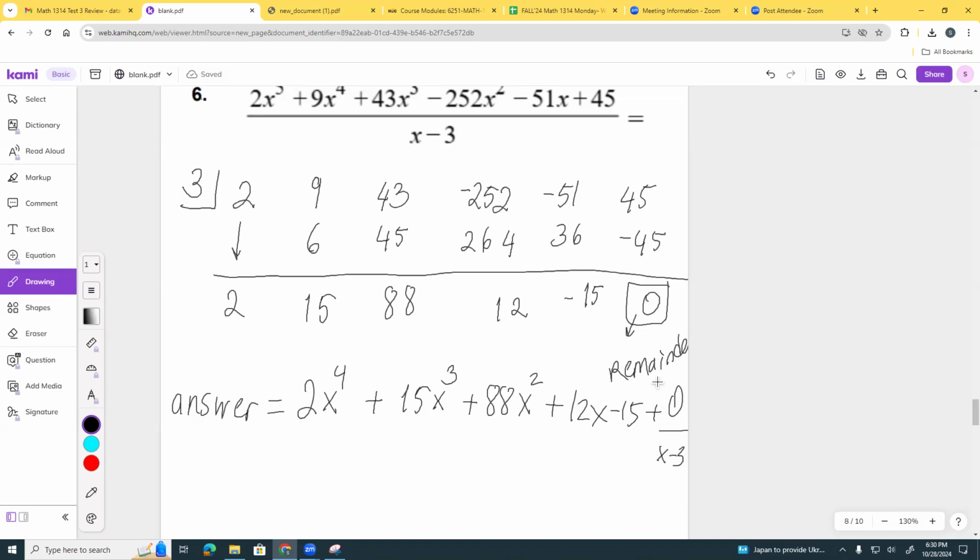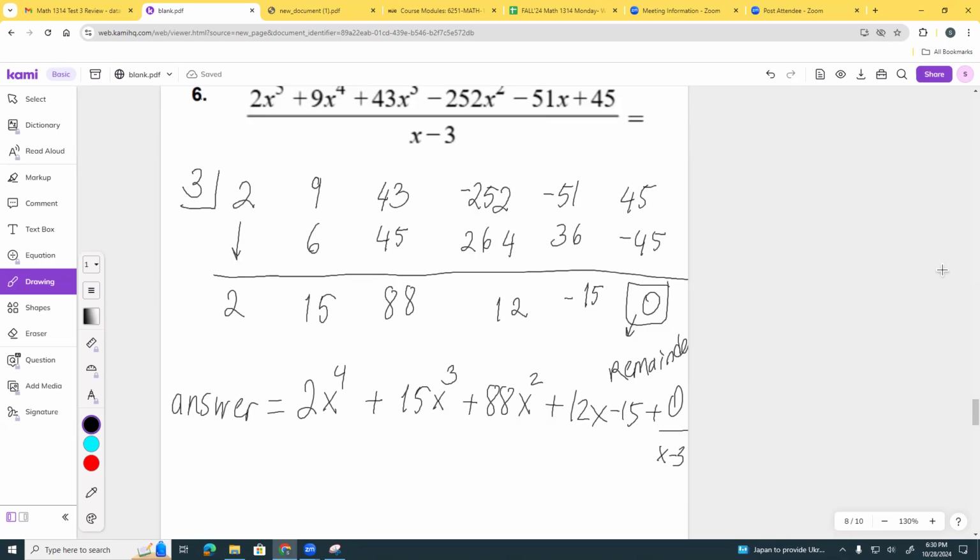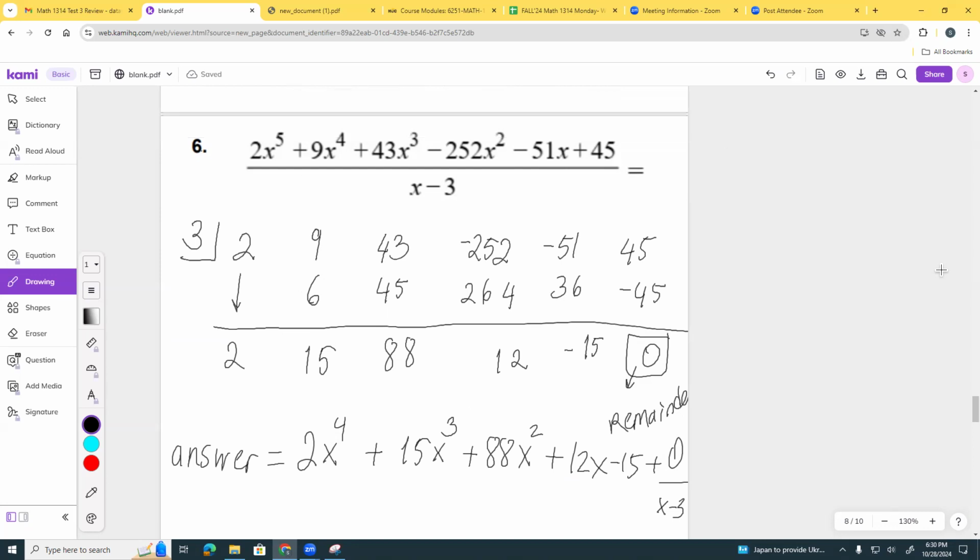Yes, it's only the first one that loses the power. Right? So everybody, 5th becomes 4th, 4th becomes 3rd, 3rd becomes 2nd, 2nd becomes 1st, x becomes the number. We're just getting 1 degree lower. Any questions about synthetic division? Again, on the test, we have 2 problems about synthetic division. So once you learn one of them, you're guaranteeing 2 questions.